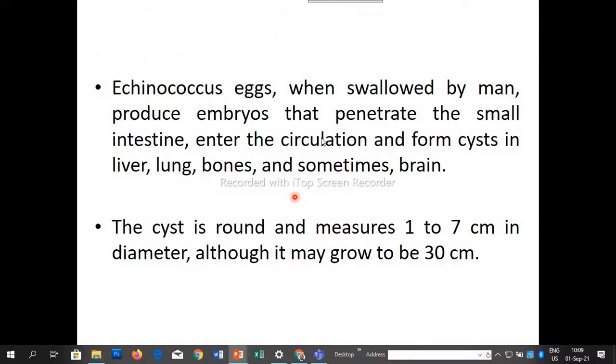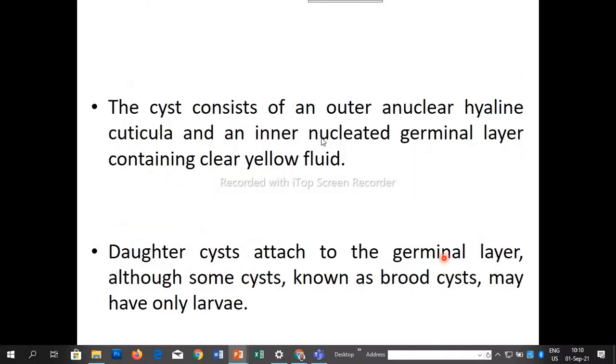Echinococcus eggs, when swallowed by a man, produce an embryo that penetrates the small intestine, enters circulation and forms cysts in the liver, lung, bone and sometimes in the brain. The cyst is around 1 to 7 centimeters in diameter, although it can grow up to 30 centimeters. Imagine a 30 centimeter diameter cyst. It's like a football. It can go up to that size.